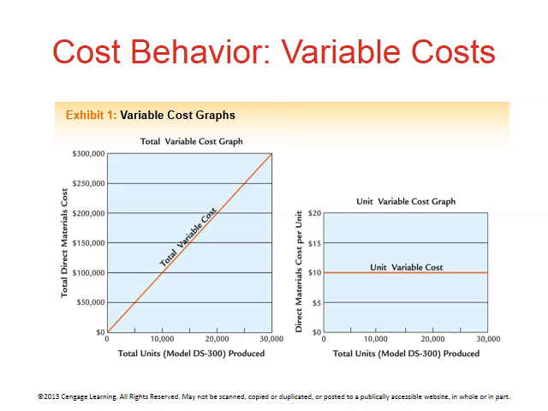So here's a graph of variable cost. On the x-axis we have total units produced, and the y-axis is total direct materials cost. You can see that as we produce more units, the total direct materials cost goes up: variable cost. But the cost per unit stays the same. Regardless of how many DS300s we produce, it's still $10 of materials per unit.